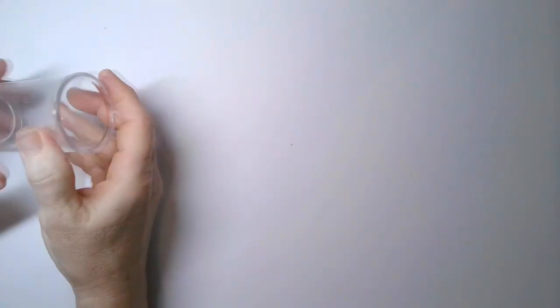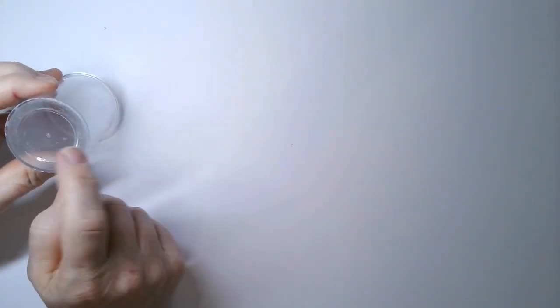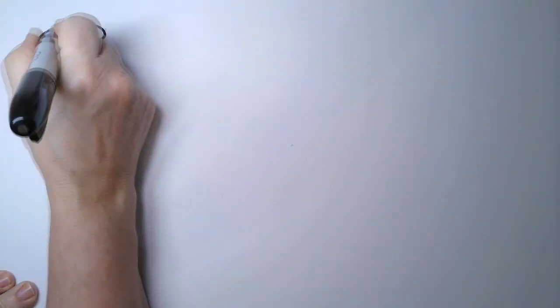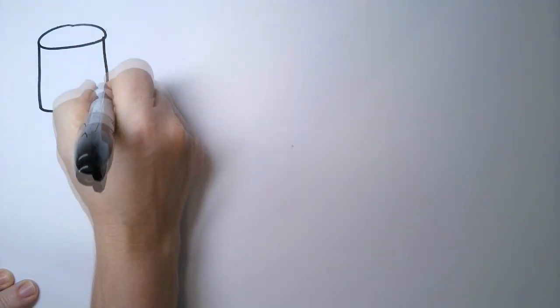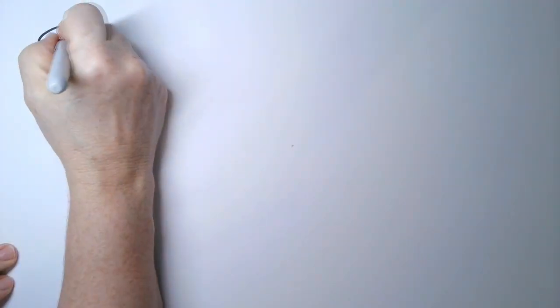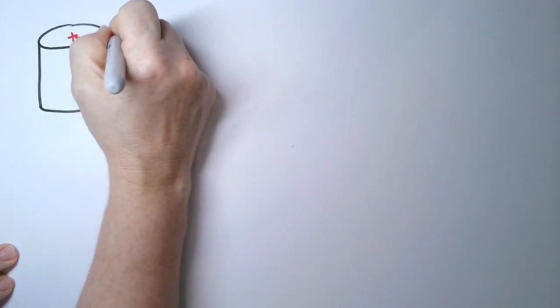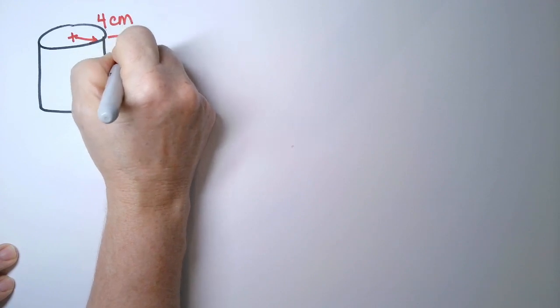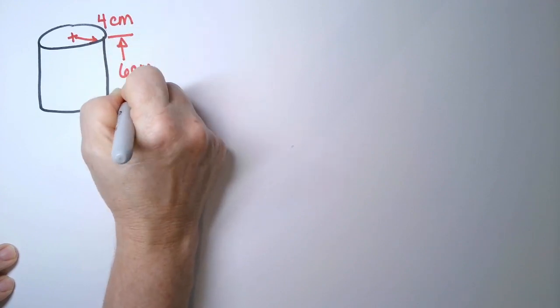Let's try another example. Suppose I have a cylinder, but it only has one end. You see that? There's a bottom, but there's not a top. All right, so I took measurements of this one. We have an open cylinder. So the radius for this one is 4 centimeters, and the height is 6 centimeters.